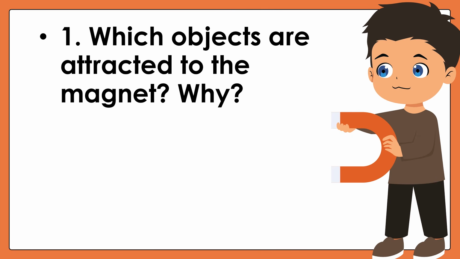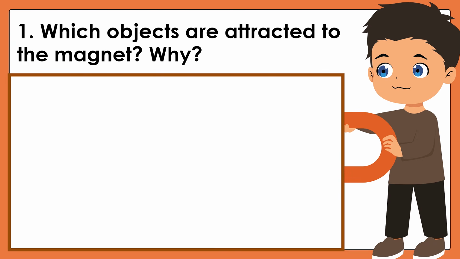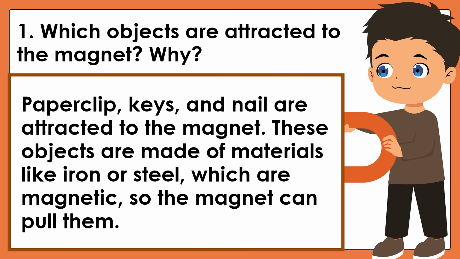So here are the guide questions to answer. First, which objects are attracted to the magnet and why? Second, which objects are not attracted to the magnet and why? Let's answer. First, which objects are attracted to the magnet and why? The answer, paper clip, keys, and nail are attracted to the magnet. These objects are made of materials like iron or steel, which are magnetic, so the magnet can pull them.